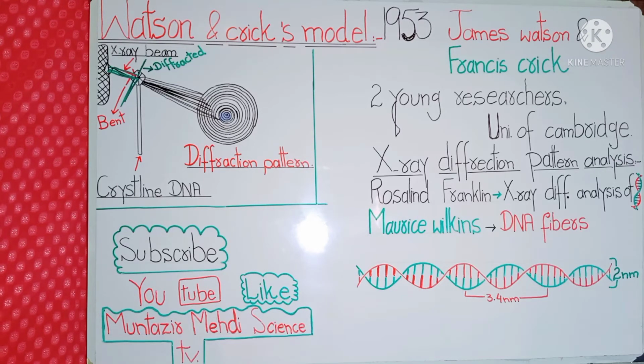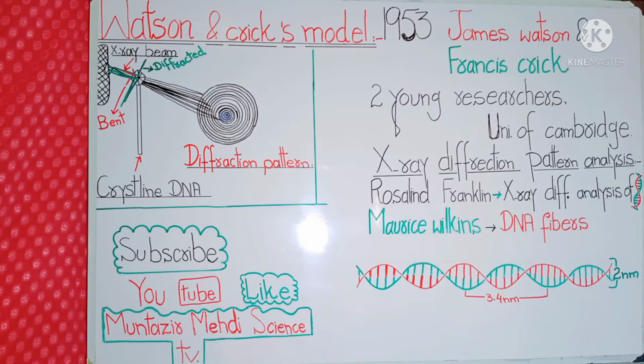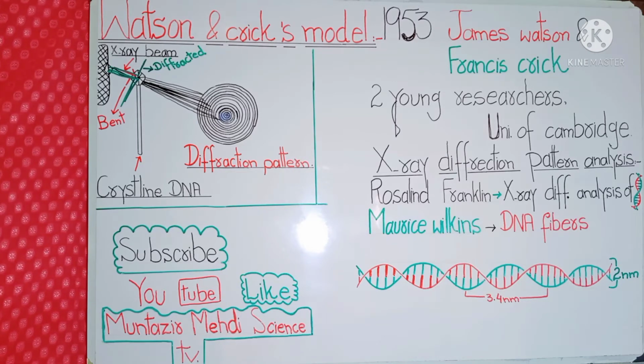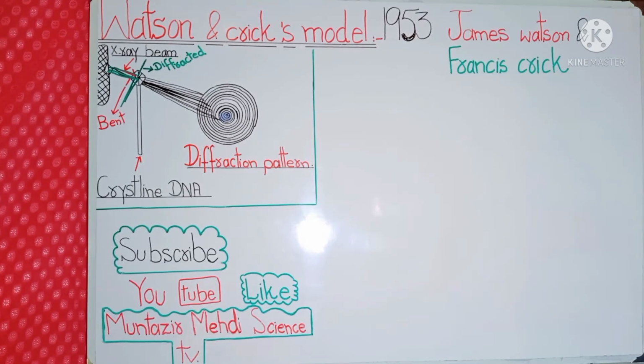So these are the three main points of the X-ray diffraction pattern. The first one is that the DNA molecule had the shape of a helix. The second is that this helix has a diameter of 2 nanometers, and the third is a complete helical turn every 3.4 nanometers. Now we come back to the important features of the DNA molecule according to the Watson and Crick model.